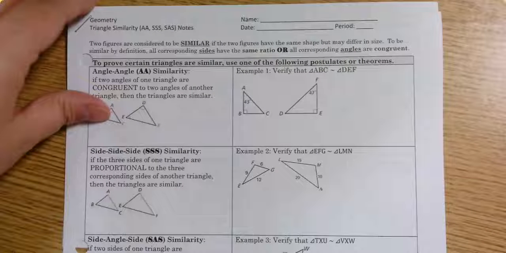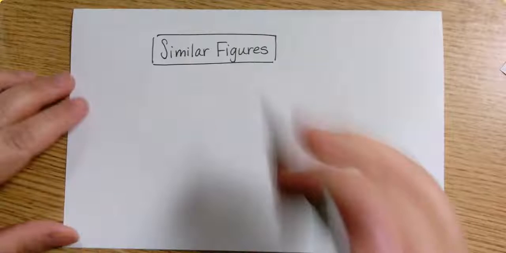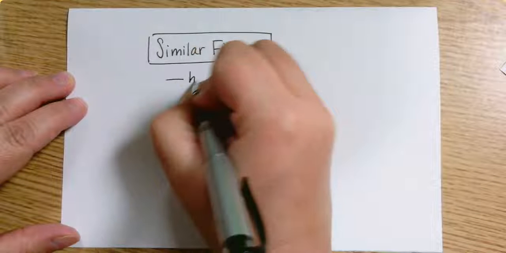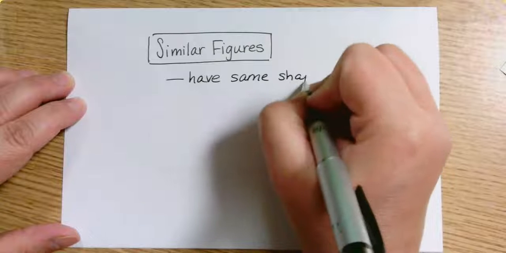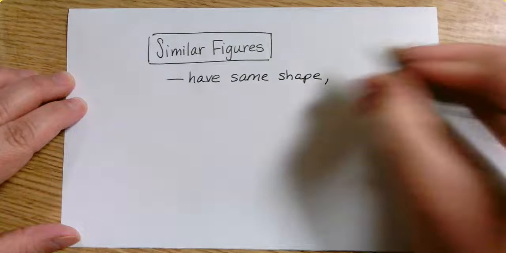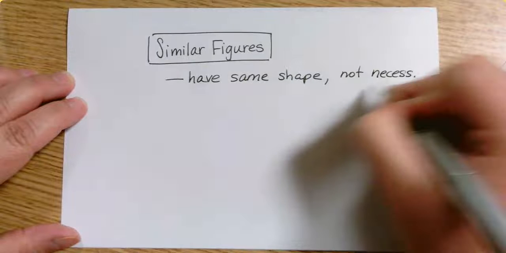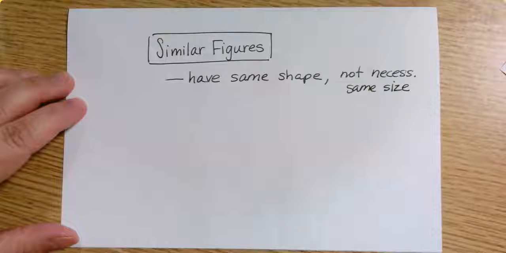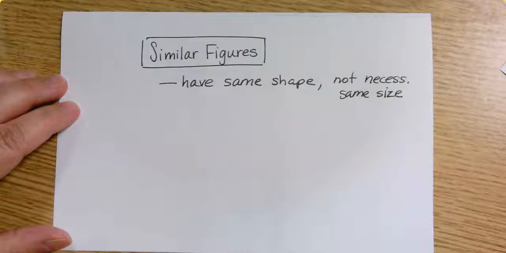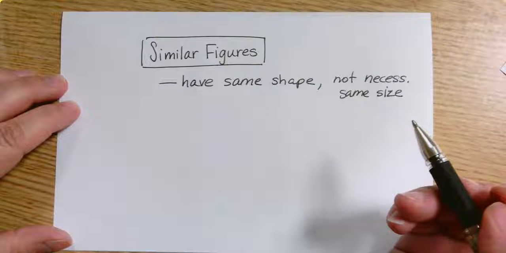But first, I just want to do a quick rewind back to what is similarity? What does it mean to be similar? Similar figures have the same shape, exactly the same shape, but usually different sizes, not necessarily the same size. Technically, if two figures are congruent, then they're similar, but we'll get into that a little bit more in a second. So basically, similar figures usually look like one is an enlargement or a reduction of the other one.